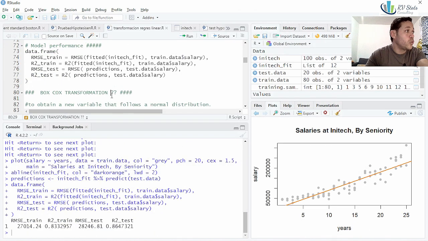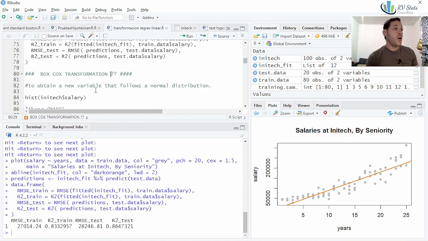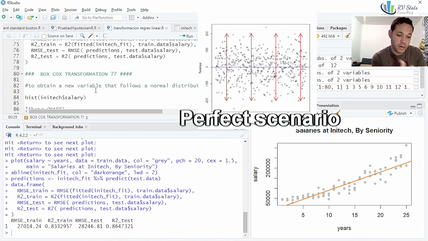Why use Box Cox Transformation? Well, we want our new model to use a new variable. Which variable? Well, our transformed variable. Which variable are we going to transform? Well, maybe our dependent variable is the one that is causing our problems, and then we're going to try to change it to a normal distribution. Why? Because that's going to improve our homoscedasticity and the normality of our residuals.